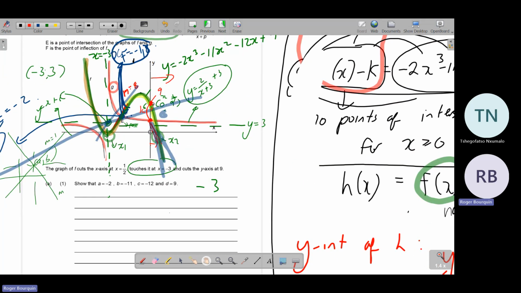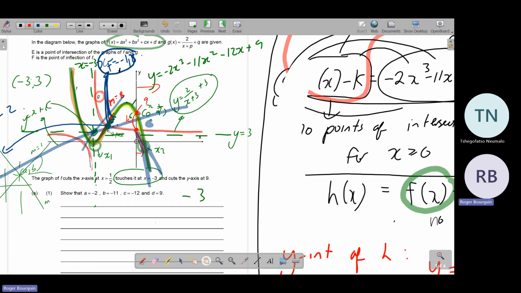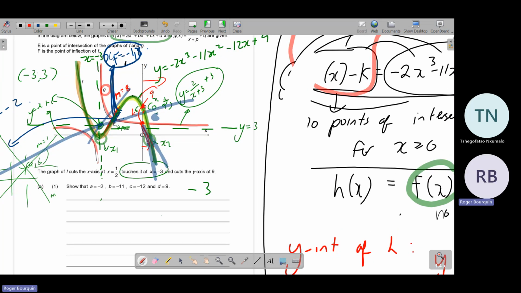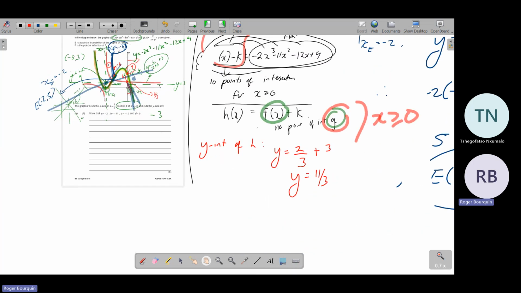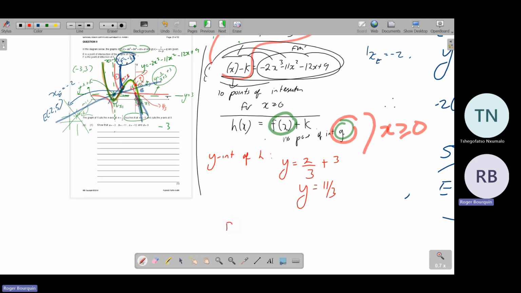Alright? So this one is 6, so you've got this. This is 9. And this over here is 11 over 3, right? So what's the difference between them? It's 9 minus 11 over 3, right? So your difference is equal to 9 minus 11 over 3, which is what? 16 over 3. Okay?